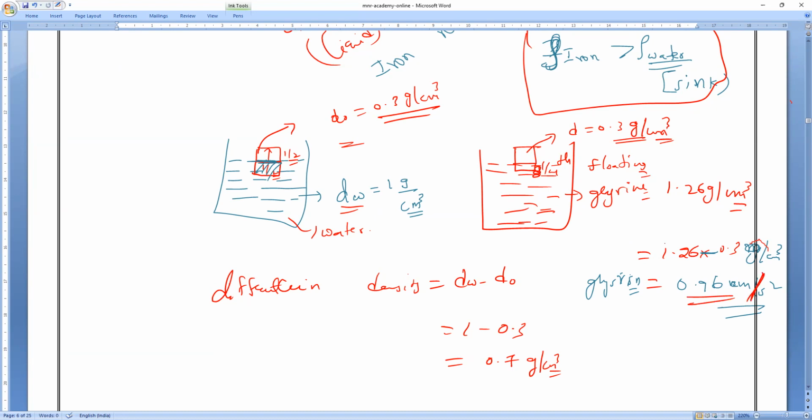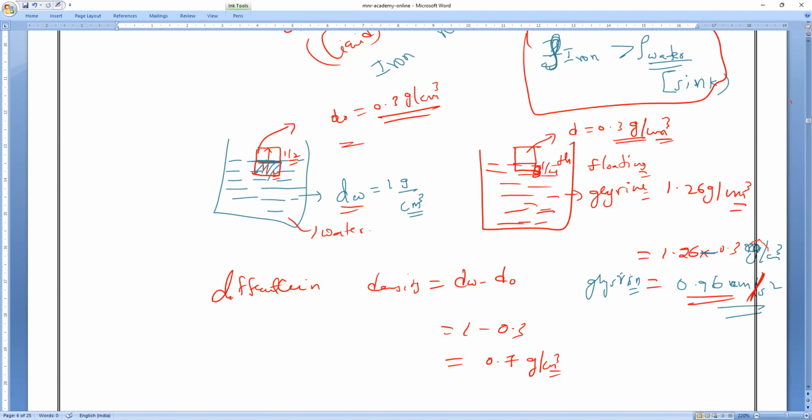So greater the density difference, higher will be the buoyancy force. That is what you have to remember. Anybody having any doubt, you can ask me. Please make sure this is a very, very important point. Greater the density difference between the liquid and the immersed object, higher will be the buoyancy force.